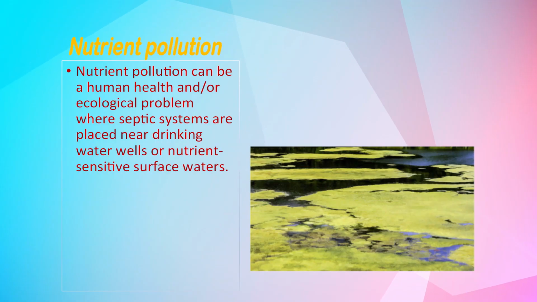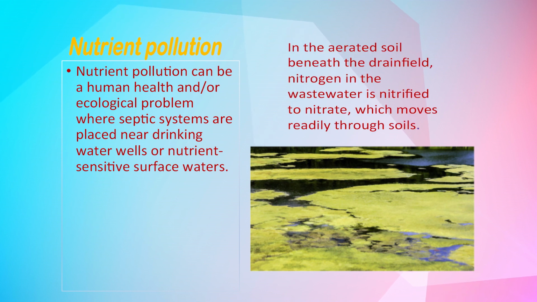Next is nutrient pollution. This pollution can be a human health or an ecological problem, where septic systems are placed near drinking water wells or nutrient-sensitive surface water. In the aerated soil beneath the drain fields, the nitrogen in the wastewater is nitrified to nitrate, which moves readily through the soils. This also involves nutrient pollution.